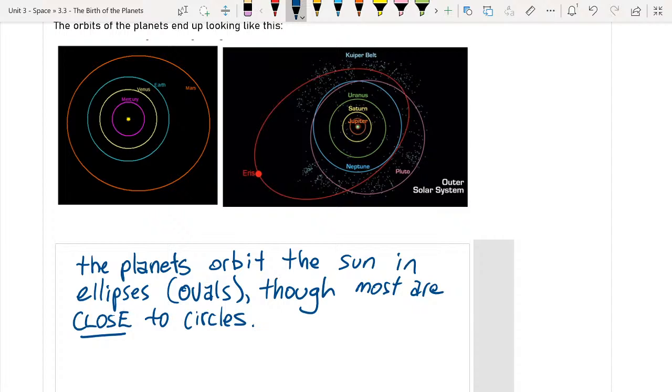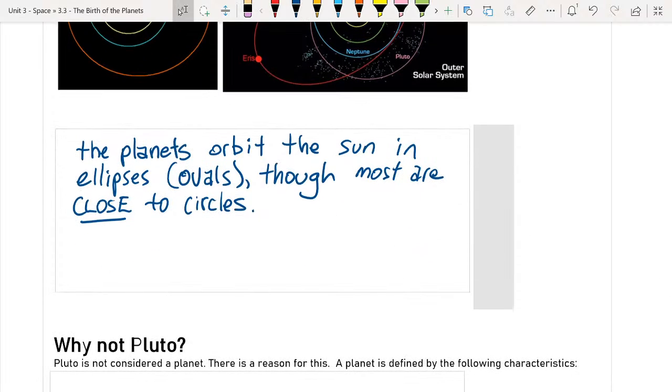Cool. So the planets orbit the sun in ellipses, ovals, though most are close to circles, and they all orbit in the same direction, which makes sense because they all formed from that same spinning disk of gas, right? So all the planets are orbiting in the same way that disk was spinning. All orbit in the same direction.